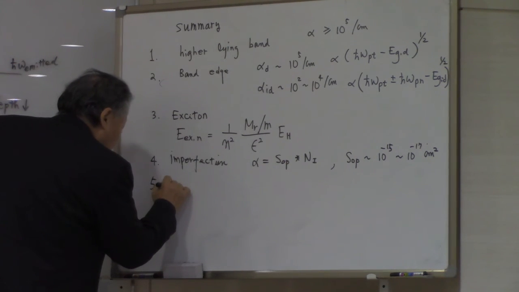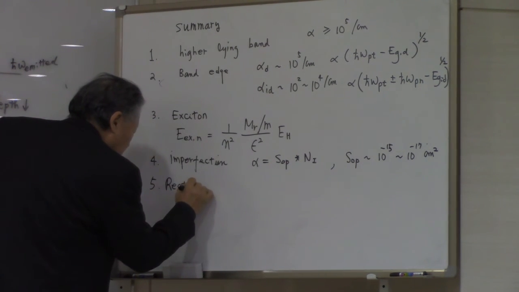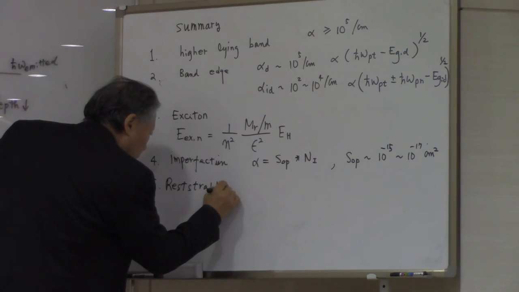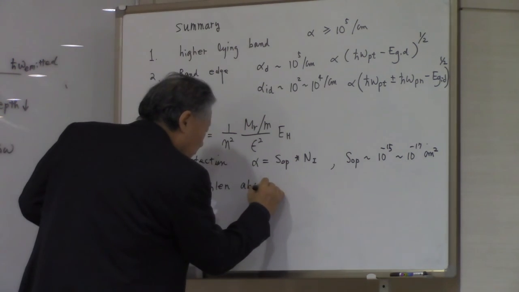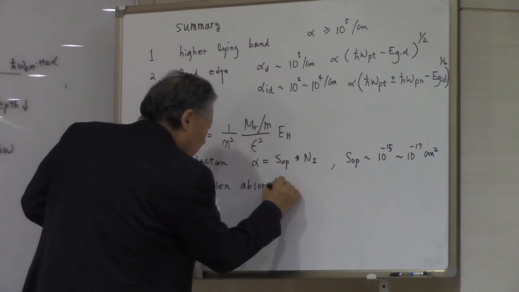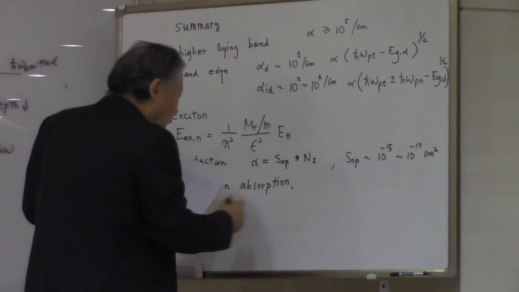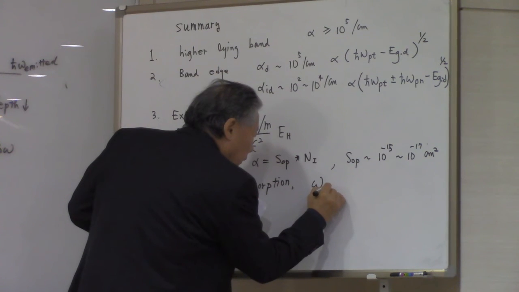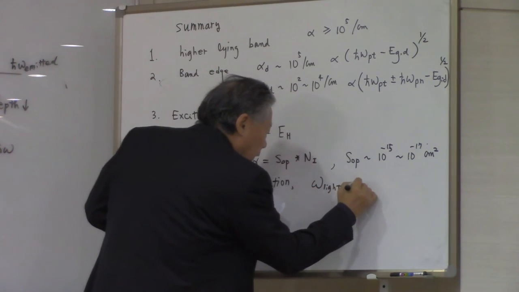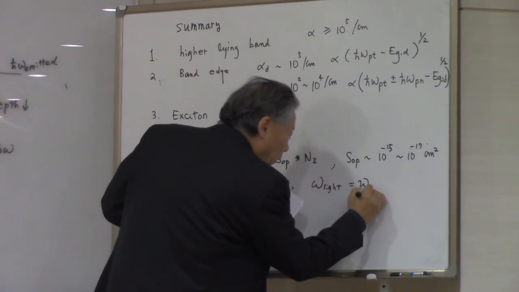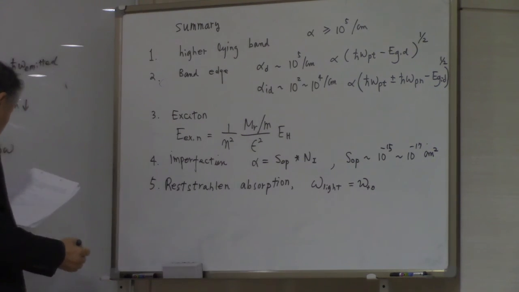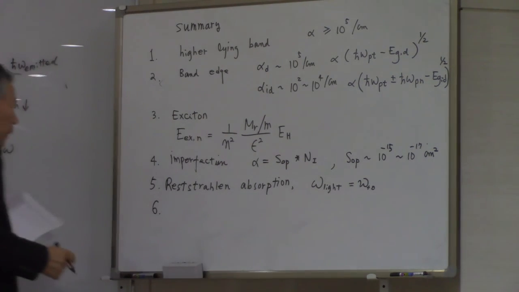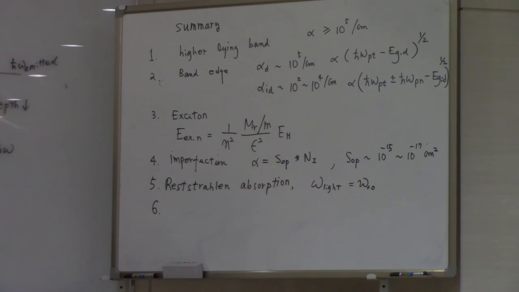And then the Reststrahlen absorption, we have discussed earlier in this class. The light frequency is equal to the phonon frequencies, a kind of resonance phenomenon, and it is good for deduction of the binding energies and so forth, right?